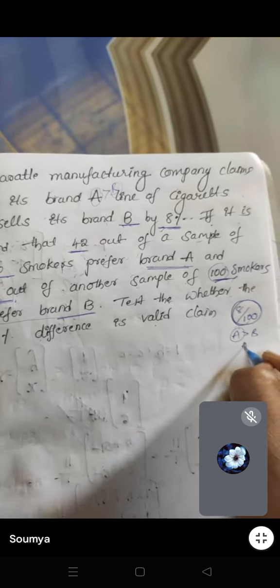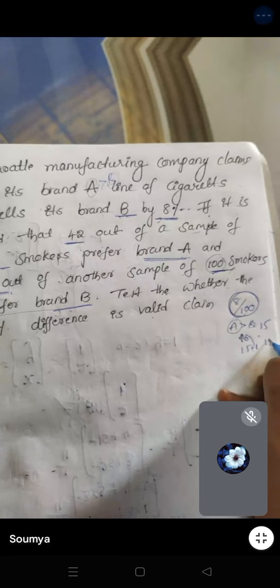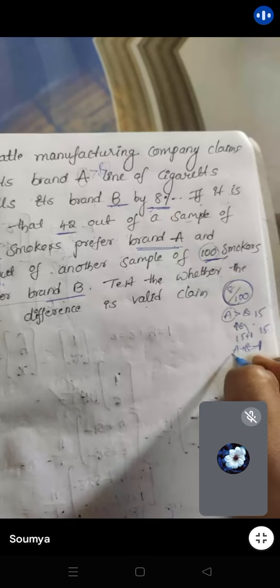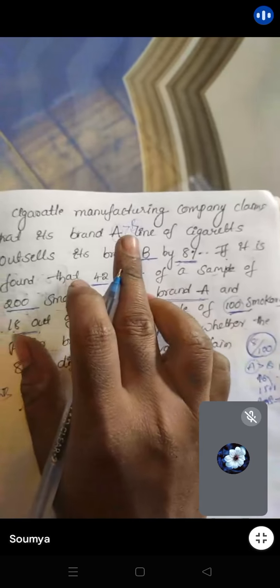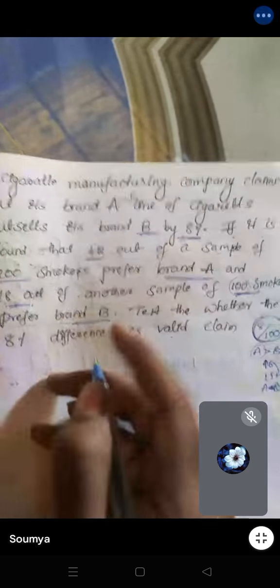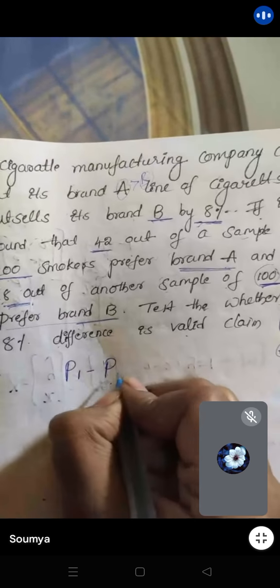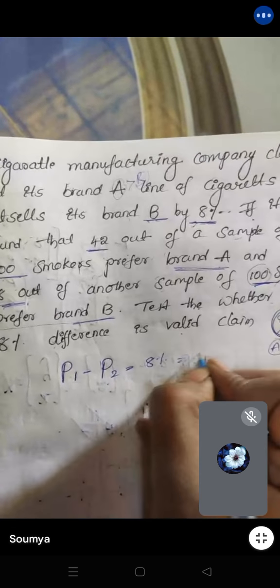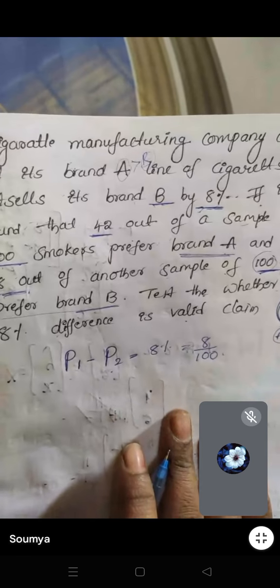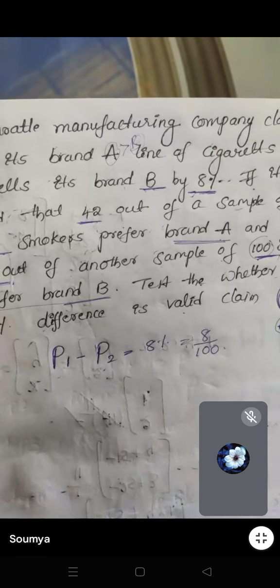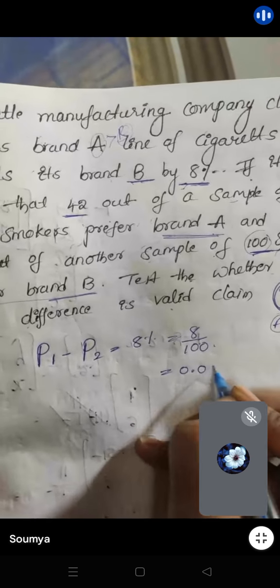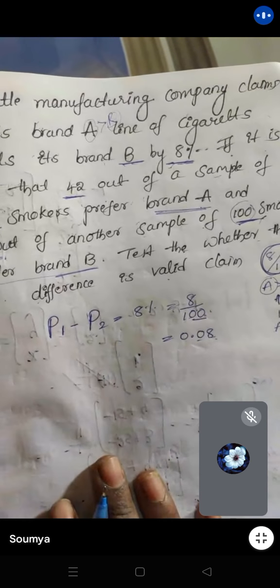Suppose something is 16 and B is 15, that is 15 plus 1. So what is the difference? 1. You will go like this, right? A minus B equals 1. So they gave that only. So capital P1 minus capital P2, they gave 8%, that is 8 by 100. So what is this? 0.08. So I am going for decimals.